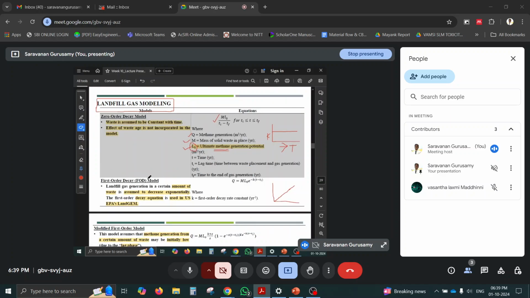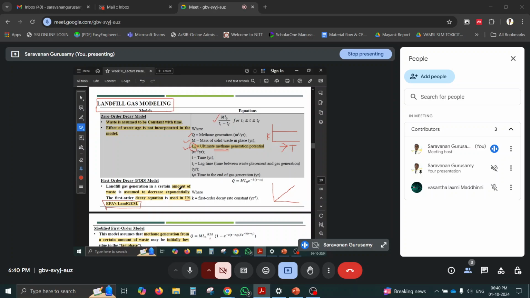If it follows the first order decay model, whenever the waste is decaying, methane is generated. That's the basic principle, but the order we can fix. So you know about the LandGEM model. You can search on Google to find about LandGEM. LandGEM is a software or model used to find how much landfill gas is generated from landfills. It was developed by the Environmental Protection Agency of the United States.